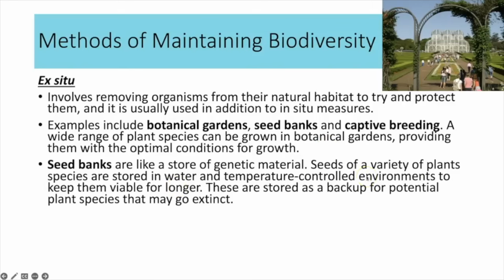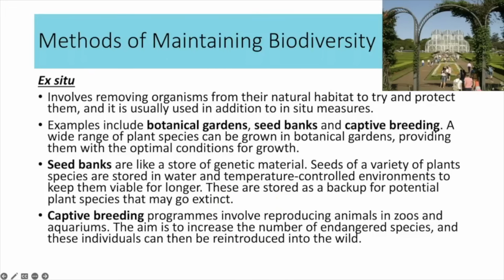Seeds of a variety of plant species are stored in water and temperature-controlled environments to keep them viable for longer. And they are stored as a backup for potential plant species if they happen to go extinct. And captive breeding involves reproducing animals in zoos and aquariums, and the aim is to increase the number of endangered species, and those individuals can then be reintroduced into the wild.